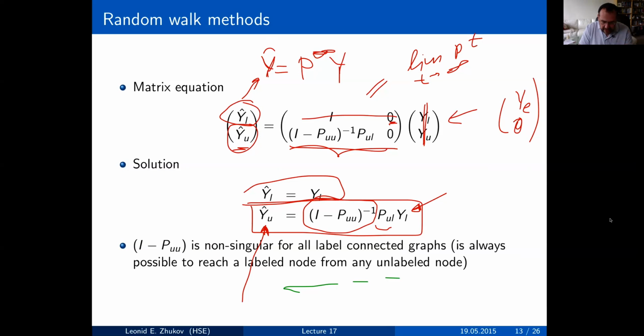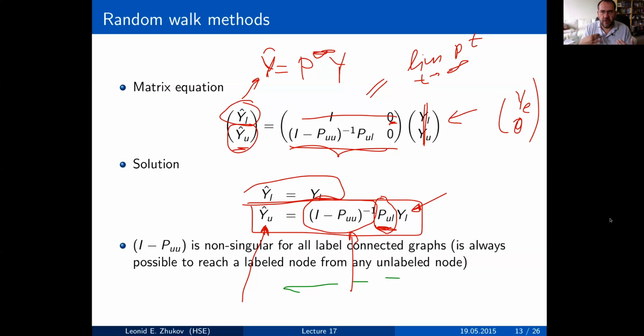So what's encoded here again? P_UU is a probability of transitioning between unlabeled nodes, and this is a probability of going from unlabeled to labeled node. It is a one-step probability matrix. So this is for those nodes that are really connected to labeled nodes, and this spreads the influence to all unlabeled nodes. That's sort of how you understand this equation. And in fact, this is pretty much the solution. So if your matrix is small enough so that you can actually calculate the inverse, you're done.